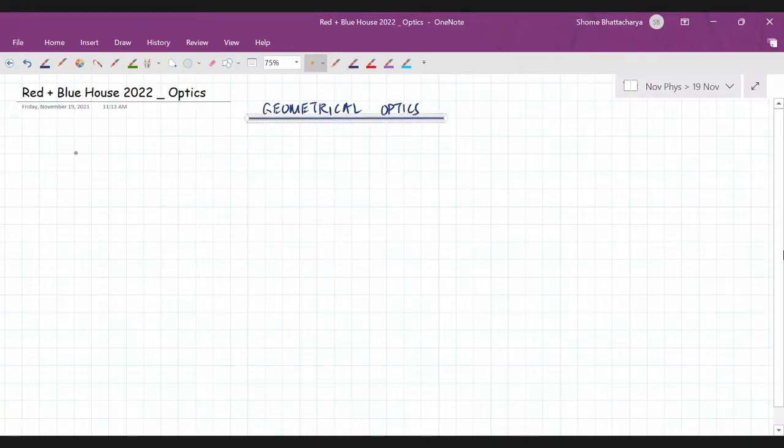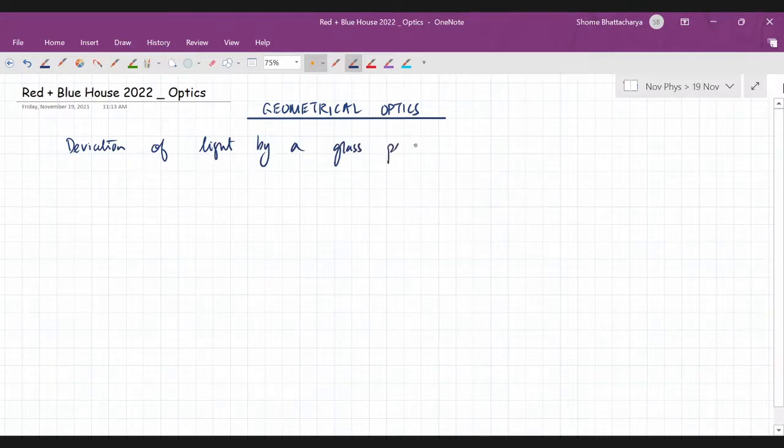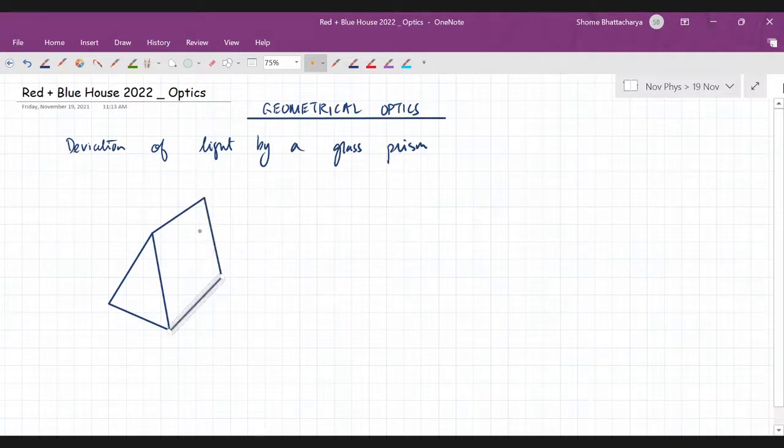Okay, so we will also understand deviation of light by a prism as an application of refraction. So a prism is basically like a triangular wedge of solid glass or any transparent medium like plastic.